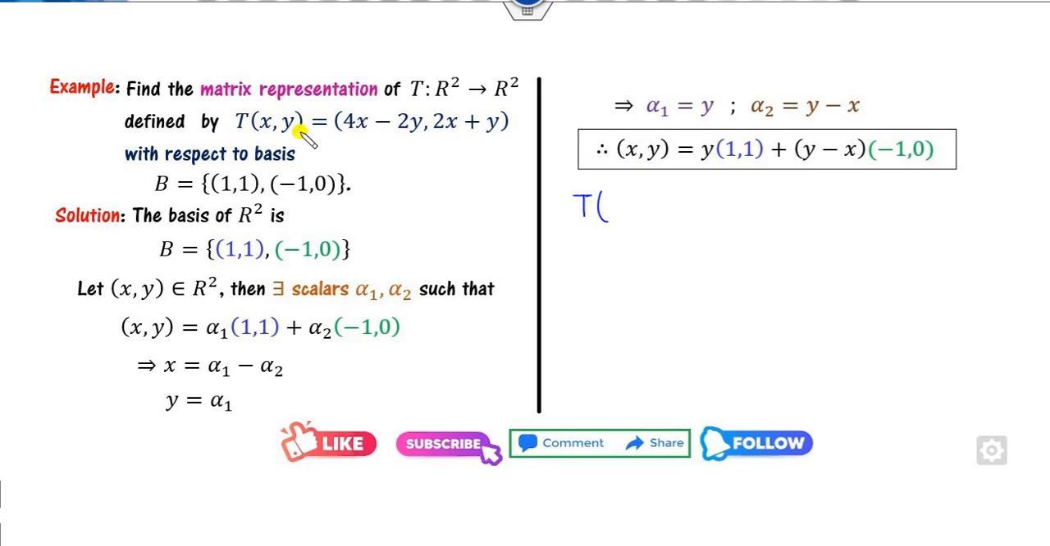Now find this transformation value at the basis 1 comma 1 and minus 1 comma 0. What is the value at 1 comma 1?